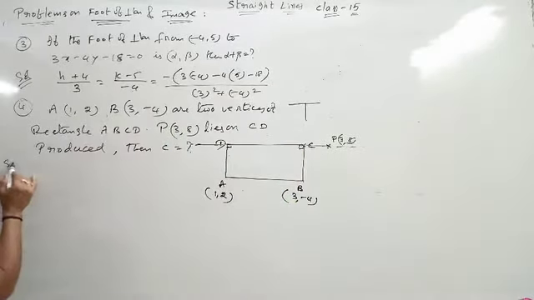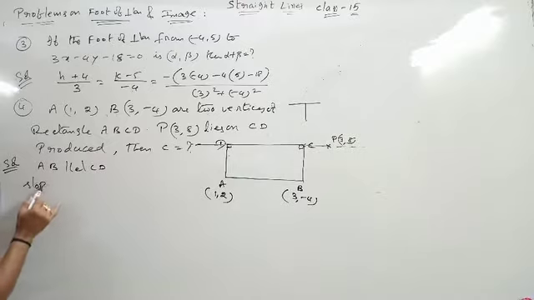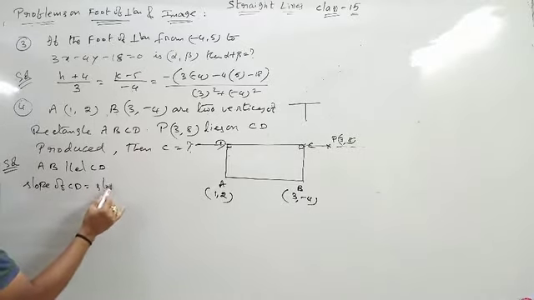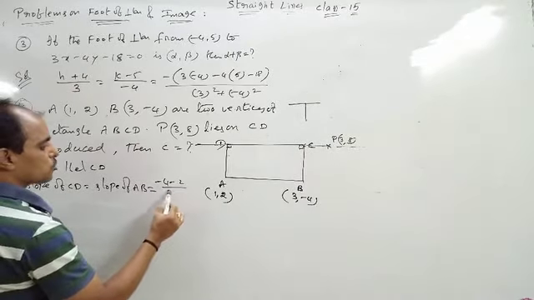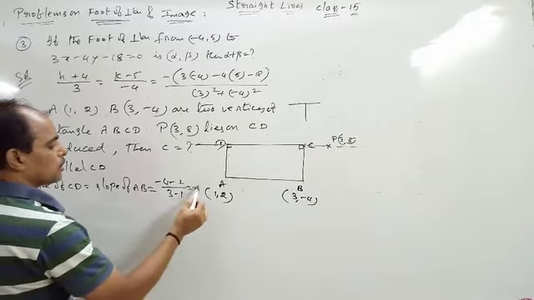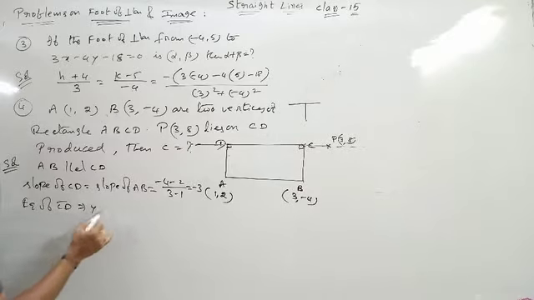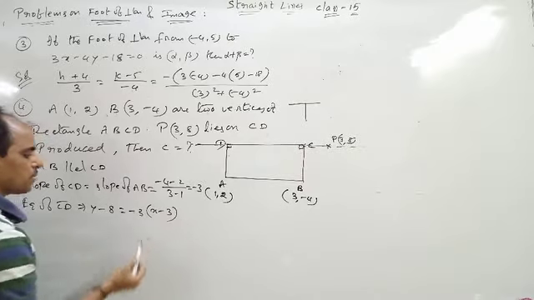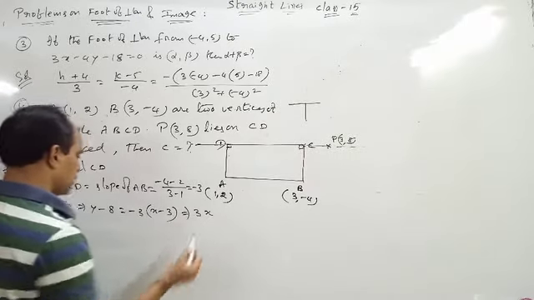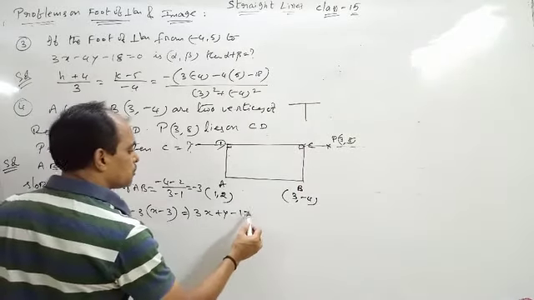Now the solution is, since AB is parallel to CD, slope of CD is equal to slope of AB. What is the slope of AB? Minus 4 minus 2 by 3 minus 1, minus 6 by 2, that is minus 3. Now, equation of CD bar, there is a point P, 3 comma 8, y minus y1 is equal to minus 3 of x minus x1. Now, the equation is 3x plus y, 9 minus 17 is equal to 0.